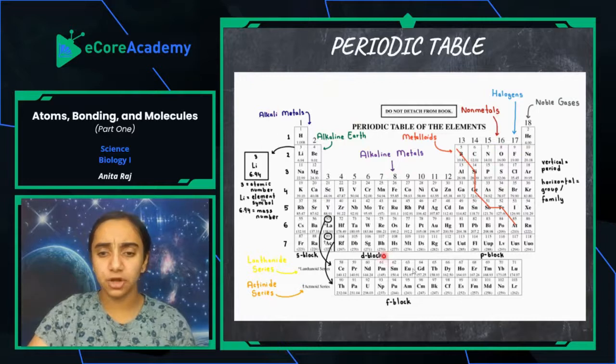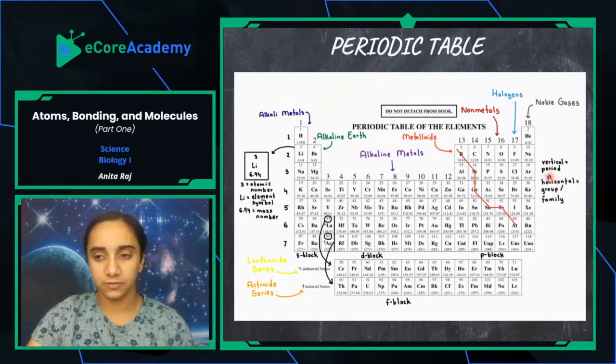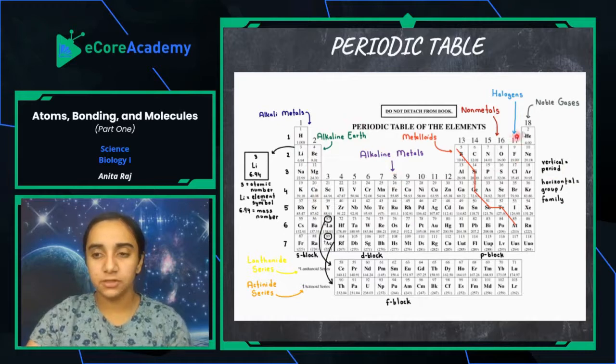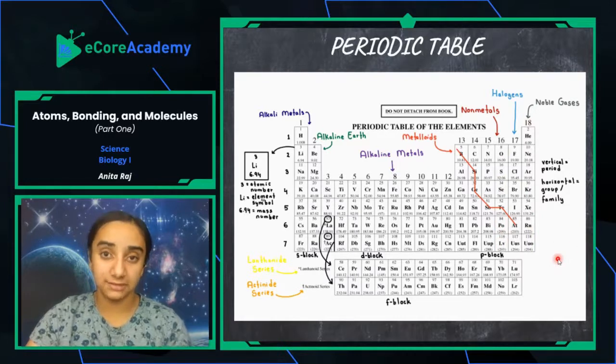I'm going to briefly talk about these different elements that you're going to find here. So first, over here I've written vertical equals period and horizontal equals group or family. Vertical obviously means going up and down like a line, so up and down, you call this a period. For example, if you just follow my laser, this is a period, this is a period, this is a period. Those are periods of the periodic table.